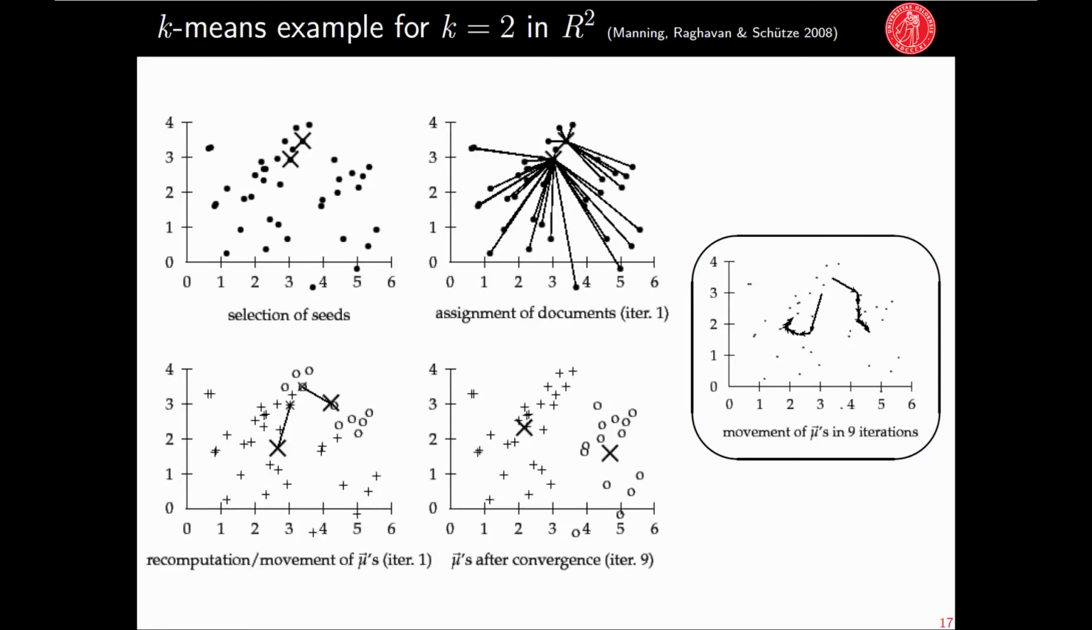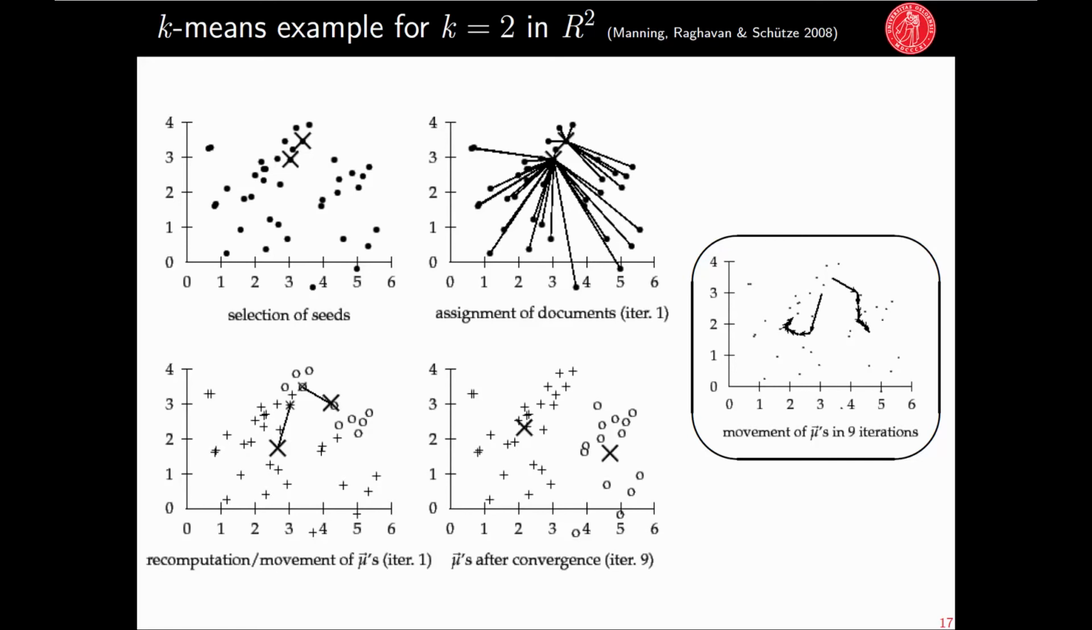Okay, so but here we've picked 2 seeds. This will correspond to our centroids in the first iteration. Then we move on to the next picture here, where we assign points in our collection to the nearest centroid.